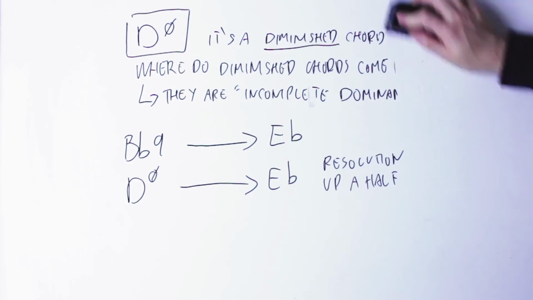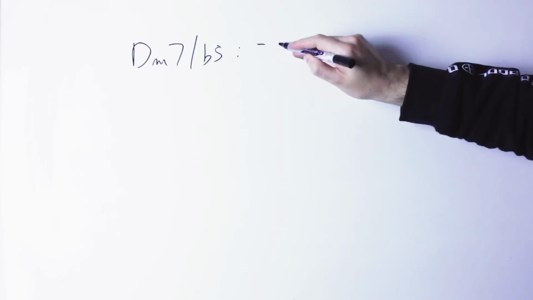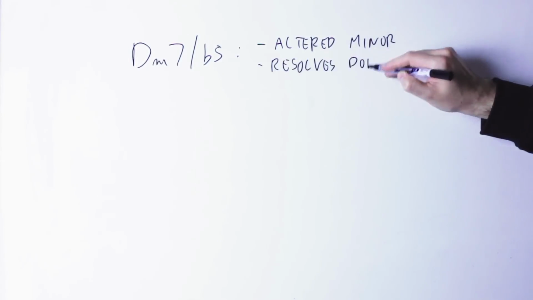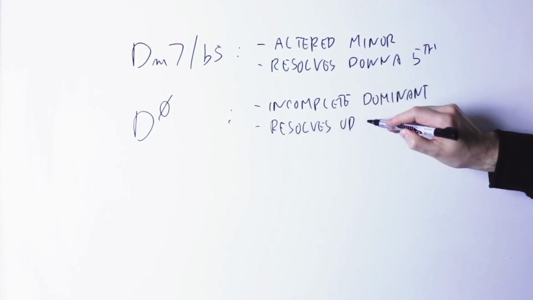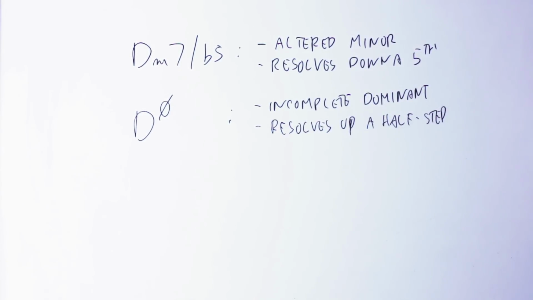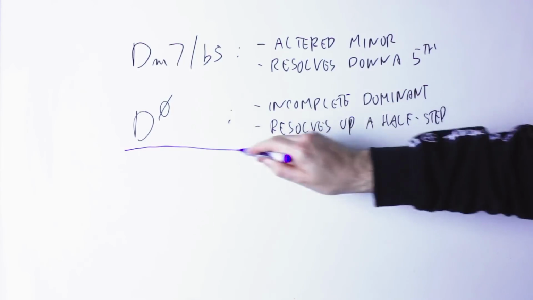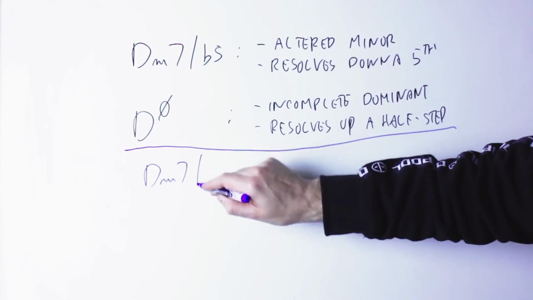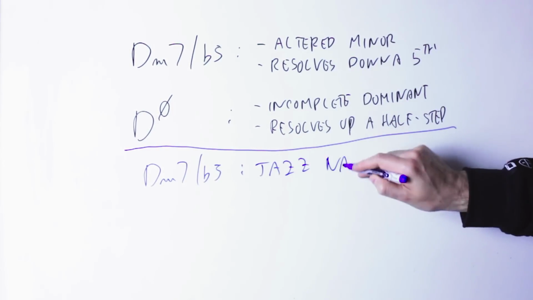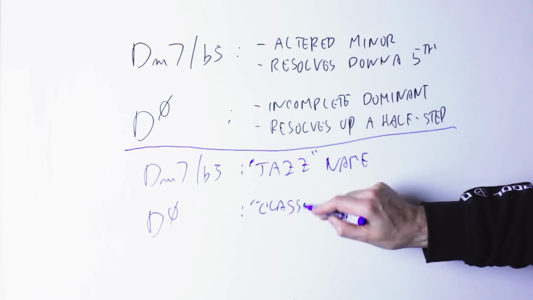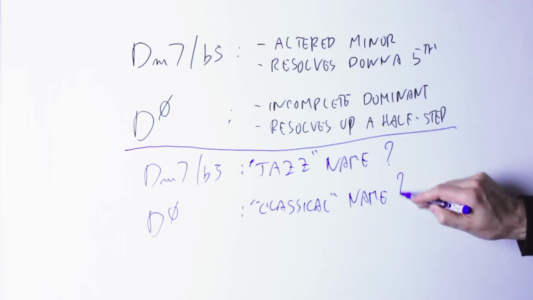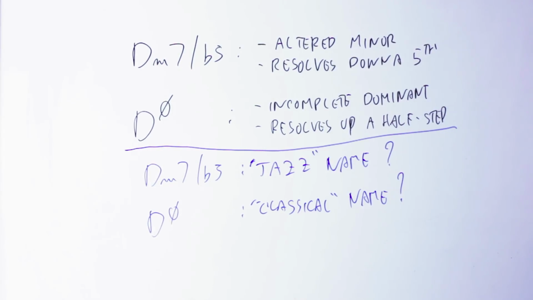So as you can see, those two chords come from two completely different contexts and resolve in two completely different ways. Yes, they have the same notes, but they are not the same chord. Now, some people will argue that those two chords are actually the same chord, and the difference in name is just a cultural thing, meaning that most classical musicians call this chord a half-diminished chord, and most jazz musicians call this chord a minor 7 flat 5 chord.